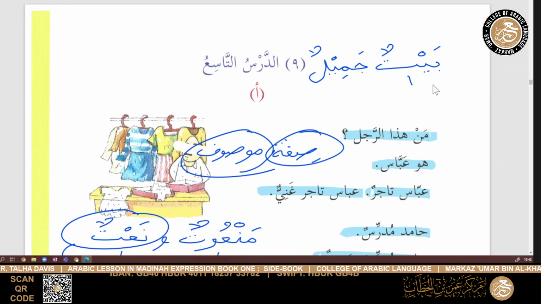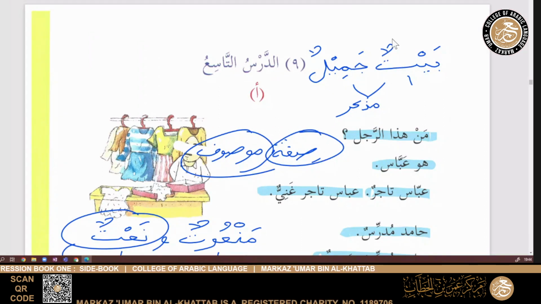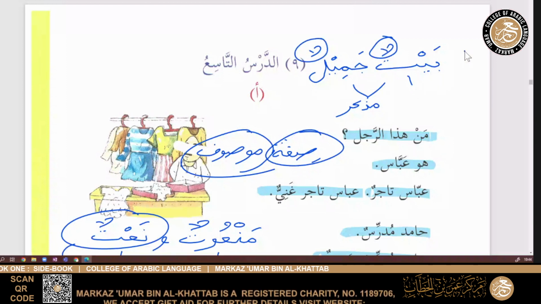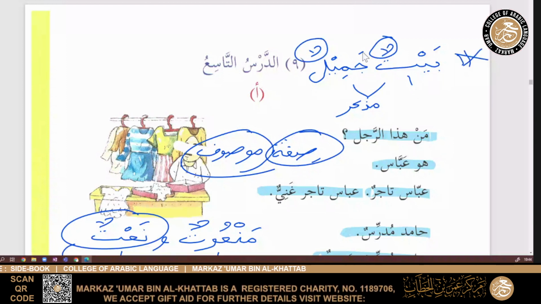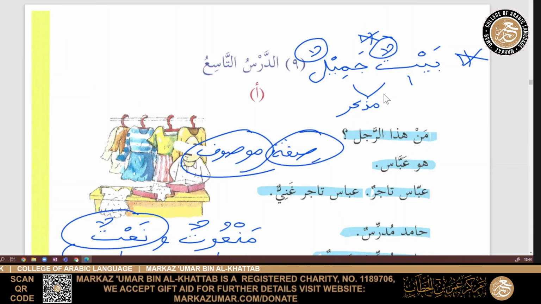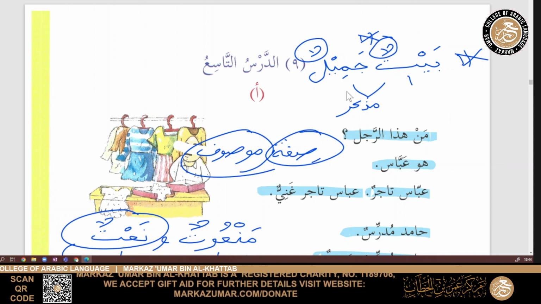So if we look here, we see three things about these which are identical. First of all, they're both mudhakkar, so they have the same gender. And not only that, they have to look the same. So they have two dhammas, no alif and lam here. So it's translated as a beautiful house.